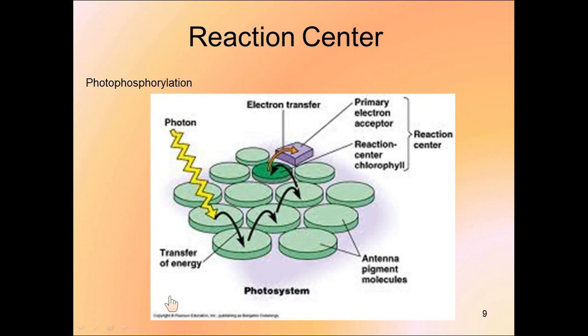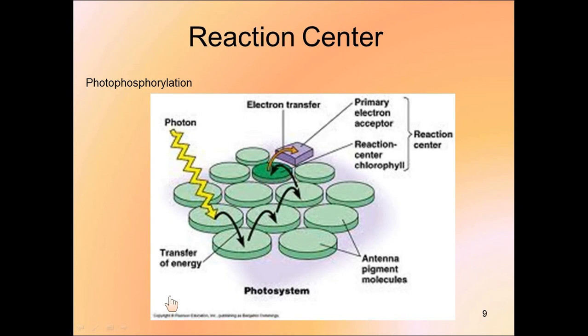When we're talking about photosystem 2, which is where this entire process will begin, the reaction center is a chlorophyll molecule called P680. P because it's a chlorophyll pigment, and 680 because it absorbs light at the wavelength 680. When we're talking about photosystem 1, the reaction center is called P700.